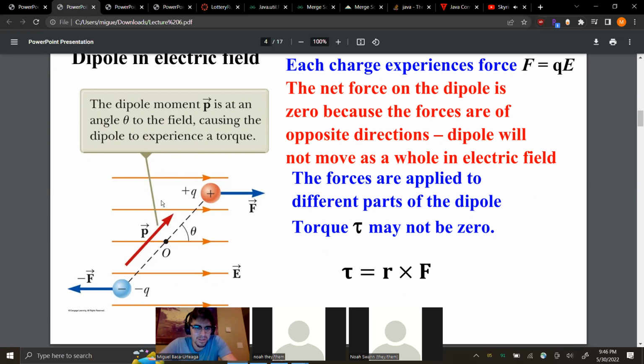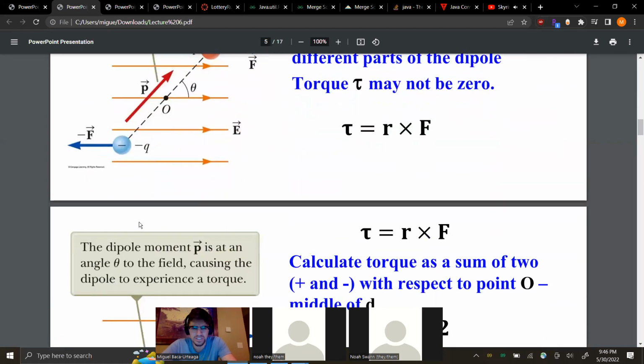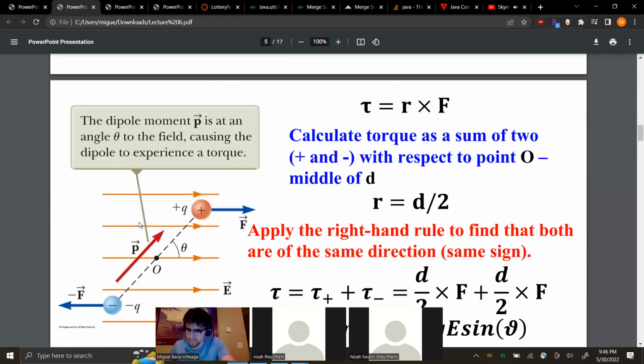So the dipole moment, P, is at an angle theta to the field, causing the dipole to experience a torque. So in this instance, let's see if there's an example for it. In the meantime, I'm going to see if I can find something here that regards to this, maybe.